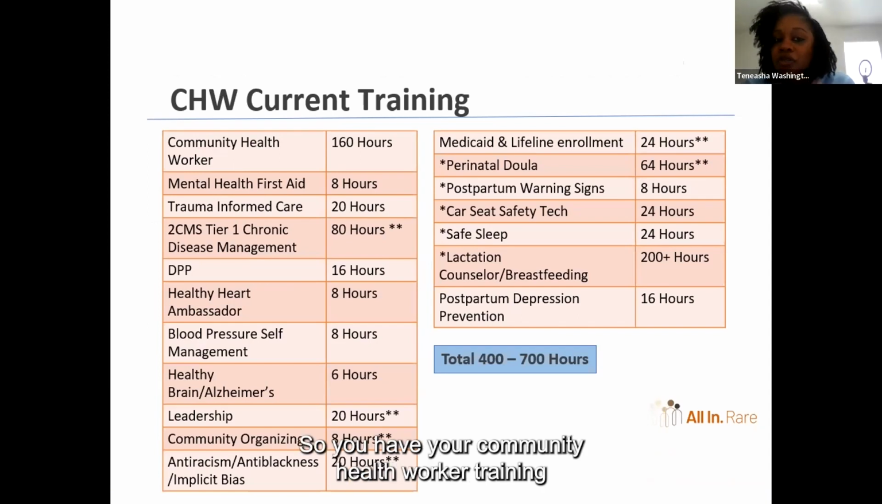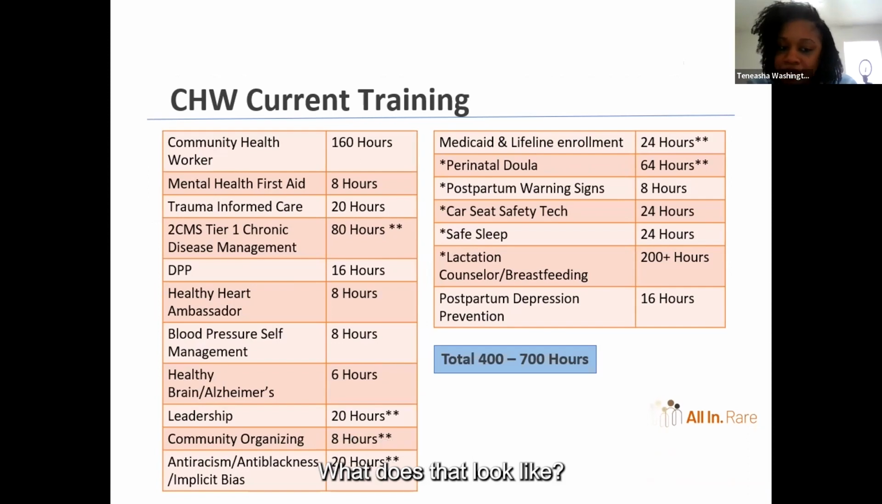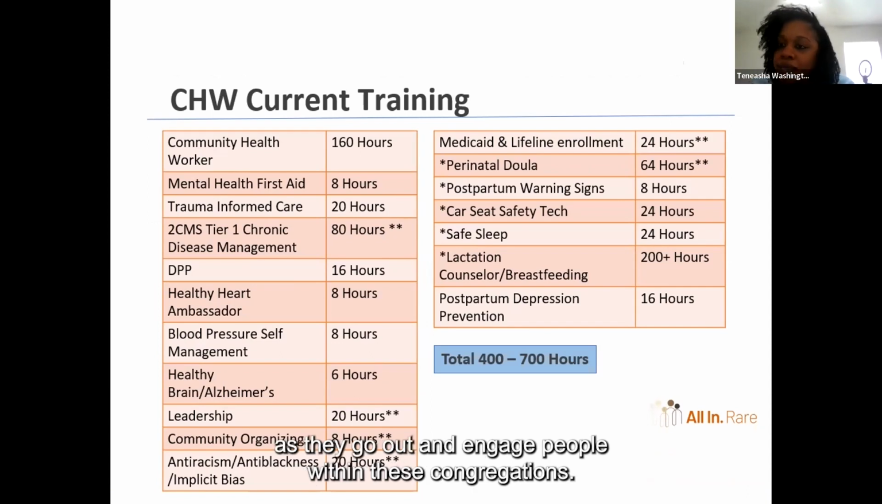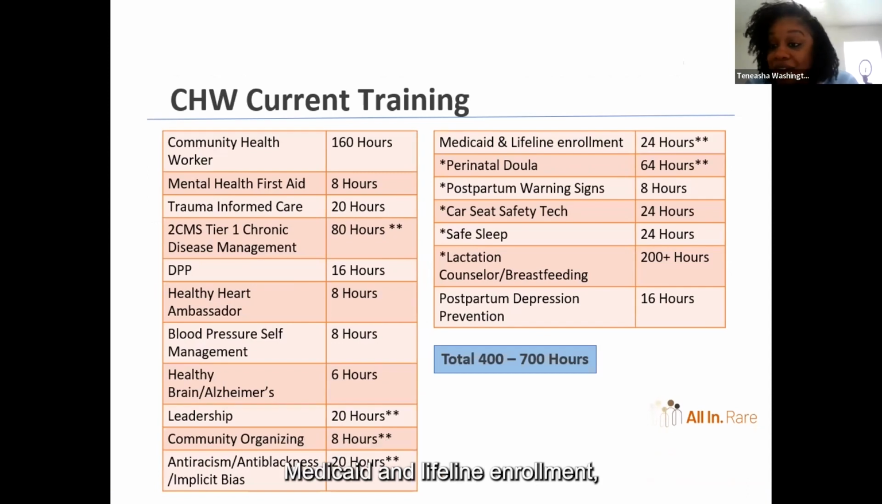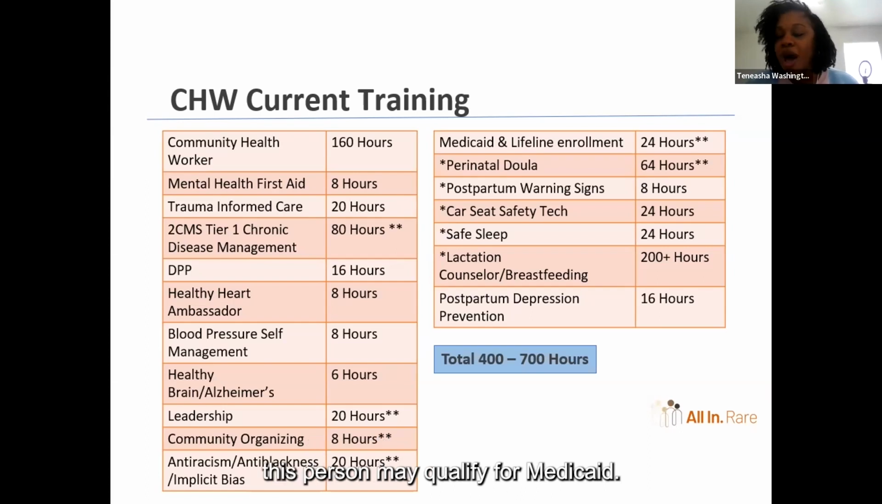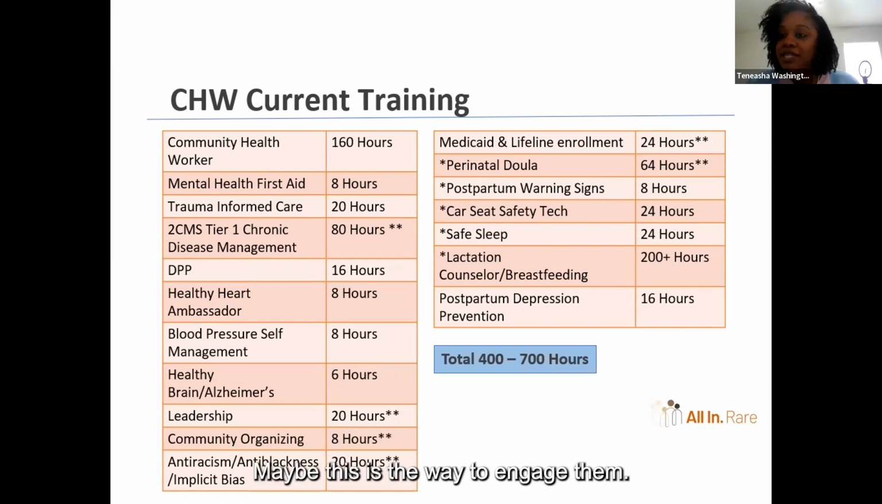So you have your community health worker training, and then you also have something like a Healthy Heart ambassador. What does that look like? Leadership training, because we want them to be empowered to be leaders as they go out and engage people within these congregations. Medicaid and Lifeline enrollment, speaking to support services. So working with individuals, identifying that this person may qualify for Medicaid. Maybe they've never had access to healthcare. Maybe this is the way to engage them. And then they also have safe sleep and things of that nature.